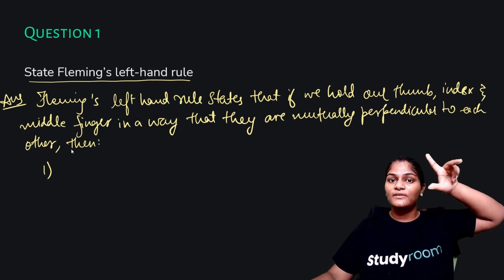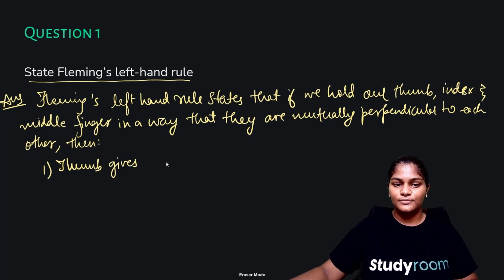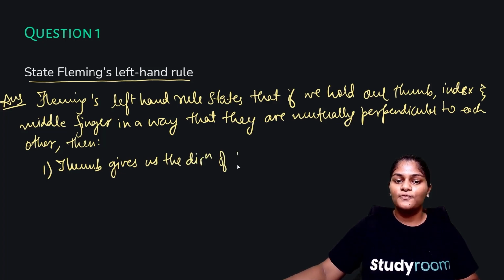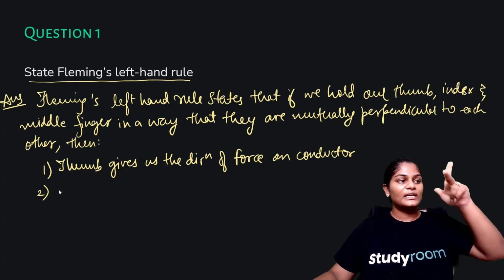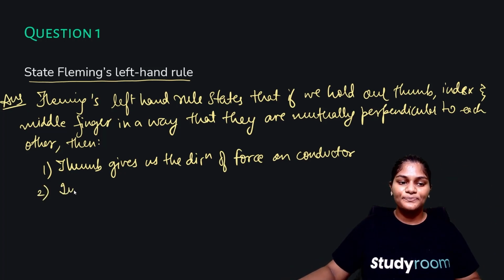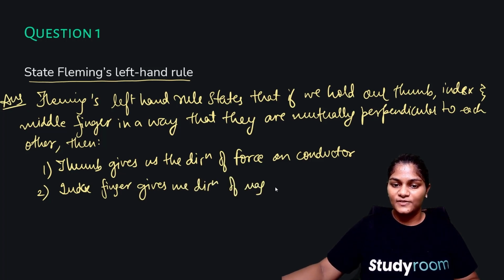Then what does the thumb give us? The thumb gives us the direction of force on the conductor. You can write current carrying conductor also. Second, what does the index finger give me? Index finger gives me the direction of magnetic field.